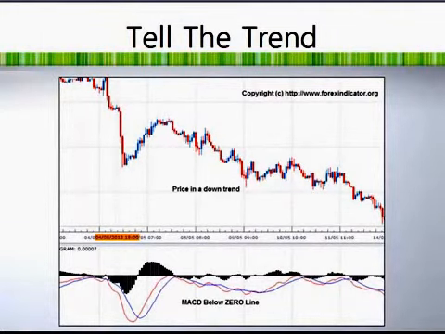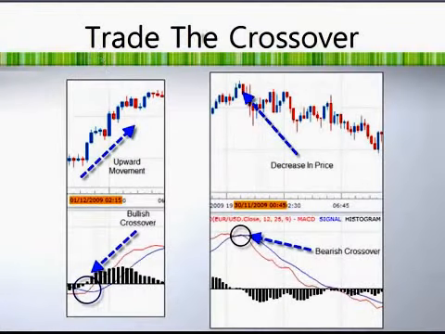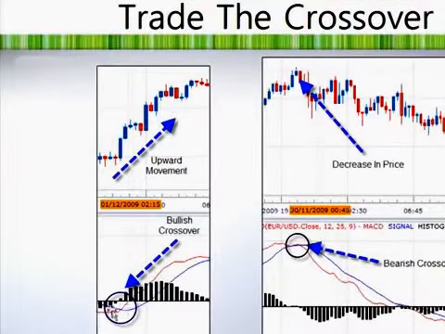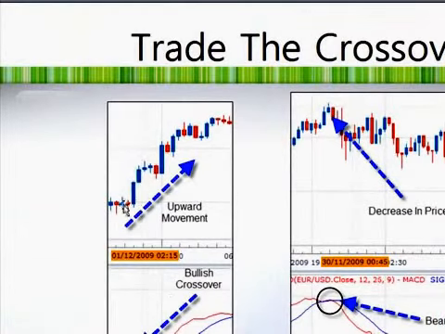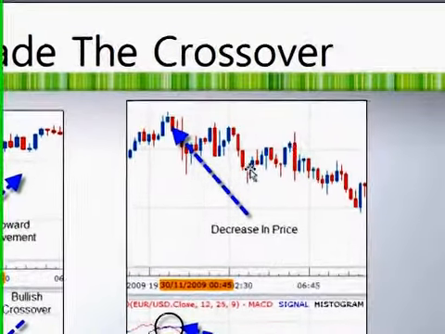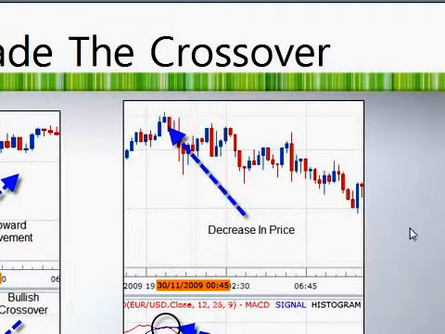Besides telling the trend, we could trade the MACD crossover. With the two lines of this MACD, when the red line crosses above the blue line, it's called a bullish crossover. From this, it's telling us that the price is going to move up now. You can see that after the crossover, the price starts to move up further and further, and simply from this you can make some profit. Similarly, when the MACD crosses down, the red line crosses below the blue line, you can see the price is moving down, and from this you could also make some profits.